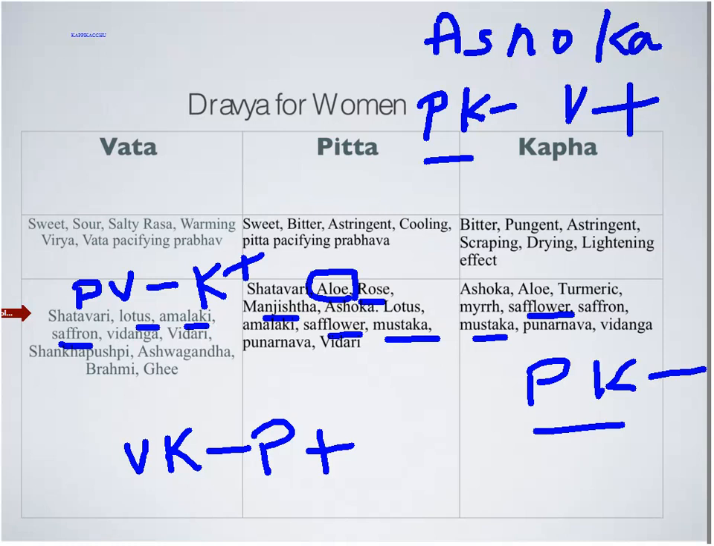Punarnava, here it is. Again, Punarnava is PK minus. Astringent, drying. Vidari is here and here. Vidari is PV minus. And of course, you follow the same principle. Before you tackle a woman's heavy bleeding issues, make sure you balance their Agni first. Always balance the Agni and Ama before you move on to these Rasayanas.